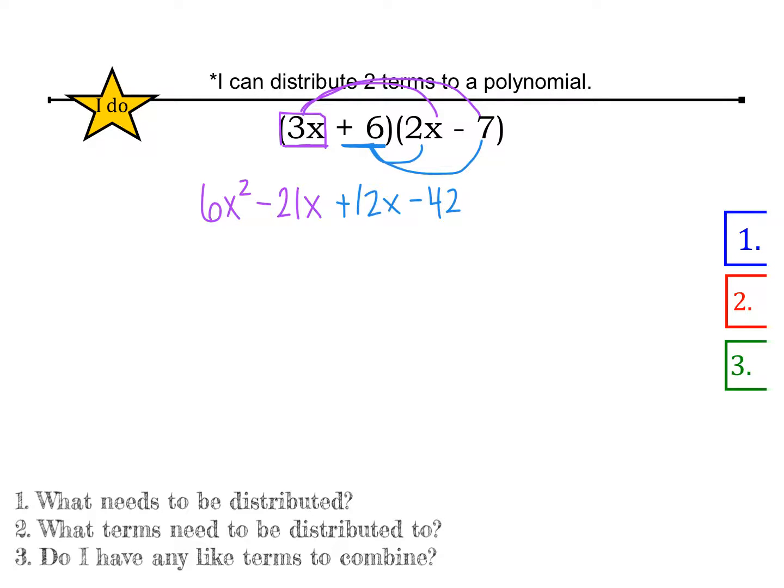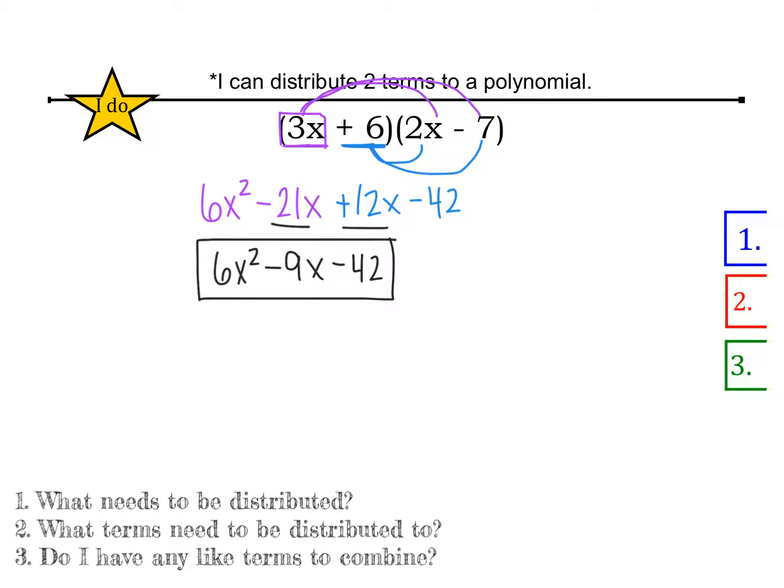And then do I have any like terms? Your middle terms will almost always be combined depending on what your binomials are. So I'm going to combine negative 21x plus 12x, and that's going to give me a negative 9x, and then minus 42 because I can't combine any other term, and that's my answer. That's how we multiply. So the biggest thing with this is we need to make sure that everything from the first binomial is getting multiplied by everything in the second binomial, and then I combine my like terms.